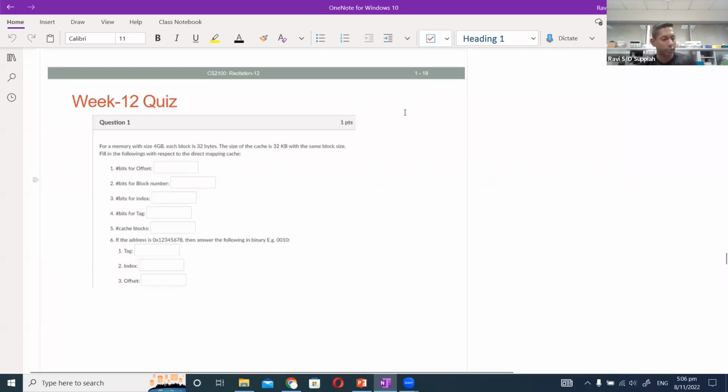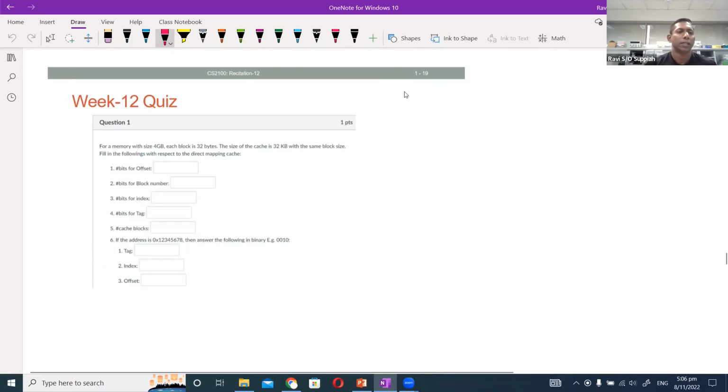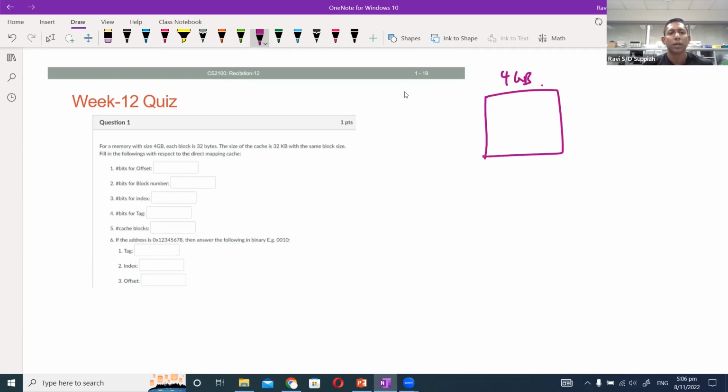Okay, so let's go into the question. The first question is on the direct map cache. In this direct map cache, we have a memory of 4 GB, and each block size is 32 bytes. Sorry, that's the memory; then the cache itself, you have a 32 kilobyte cache.